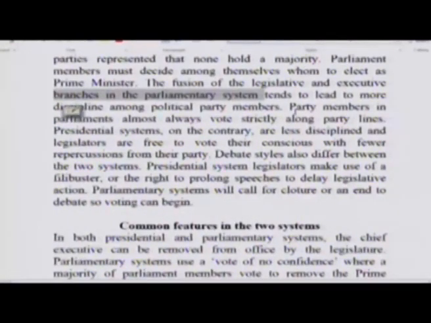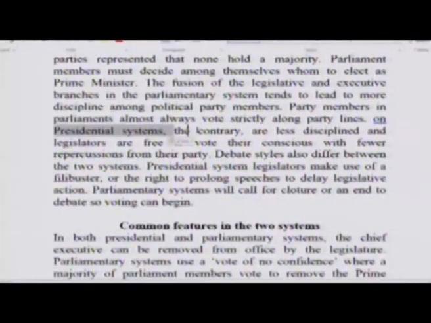There is one more difference here. How does voting happen now? Party members in parliaments almost always vote strictly along party lines, because executive and legislature are fused. So, if they do not, the executive falls. But in the presidential system, it does not happen. So, look at the keyword here.